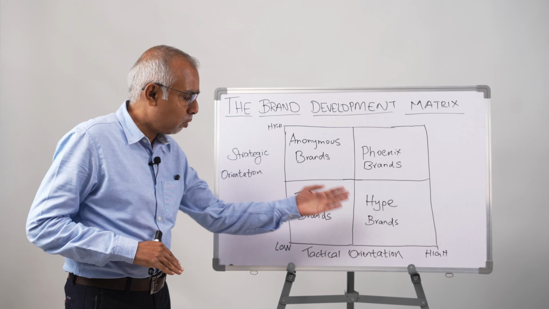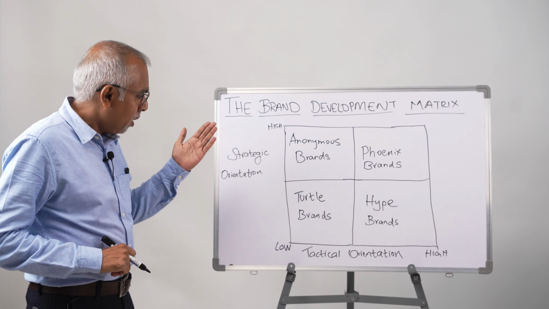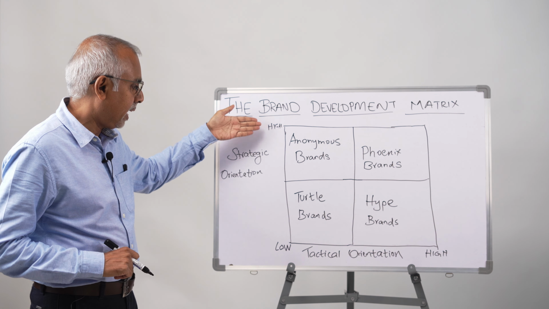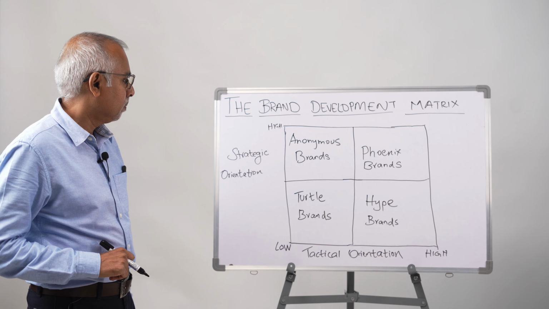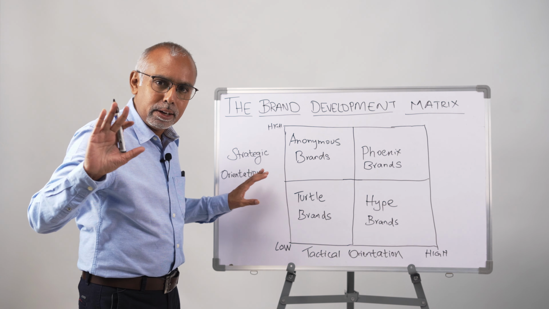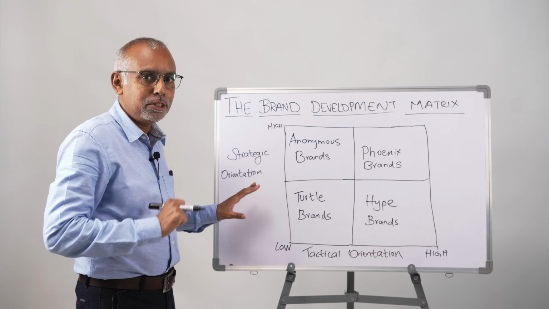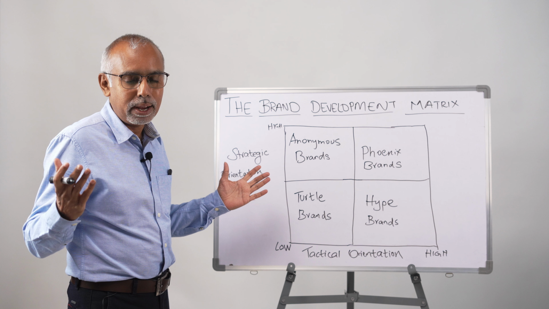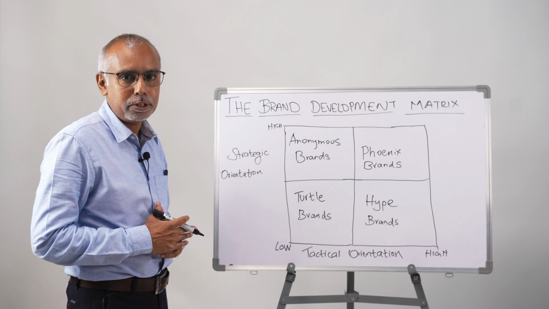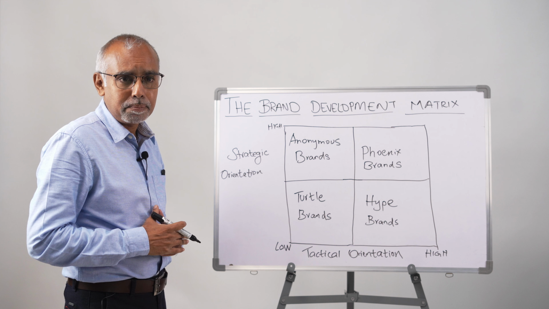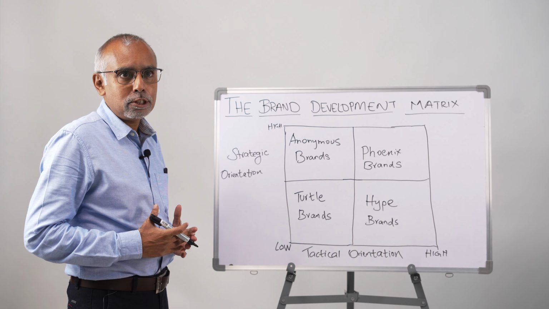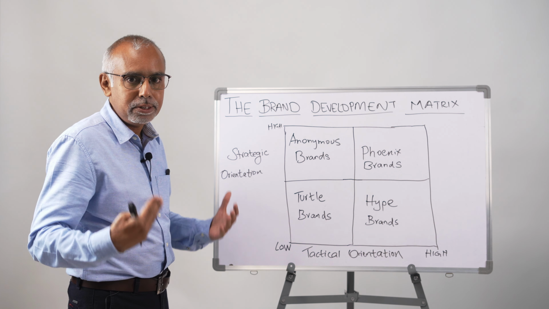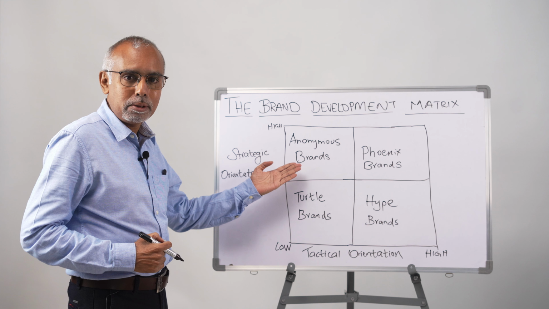So, hype brands. The next one is where your strategic orientation is high, but your tactical orientation is very low. You're very clear about your strategy, but you're not executing it properly. So I call these anonymous brands. There is no energy behind your brand. You're very clear about your positioning, your identity, your market segment, but people don't know you. There is no enthusiasm in the market. There is no energy. So that's why I call you anonymous brands.